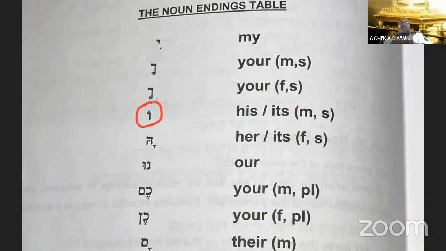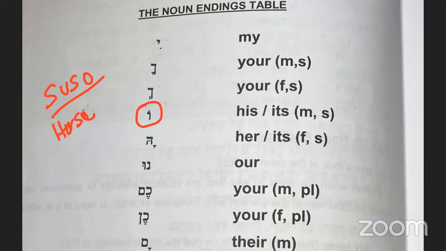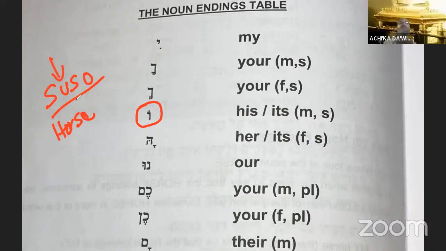So the O on the end of a noun means his. So here it is. I'll just write it out there. Sus is what? A horse. So when I just said Suso, what did I say? His horse. His horse. So you can see I can write it in English and transliterate it into English. So if you saw this and you heard the word Suso, you read it, you go, oh, I know what a Sus is. A Sus is a horse. I said Suso. That's his horse.